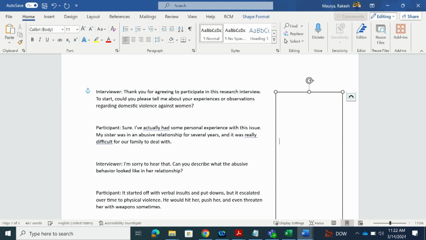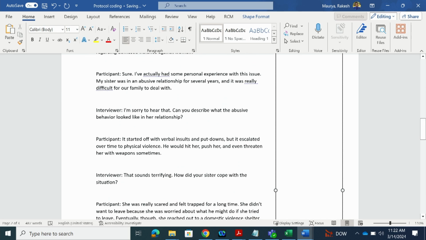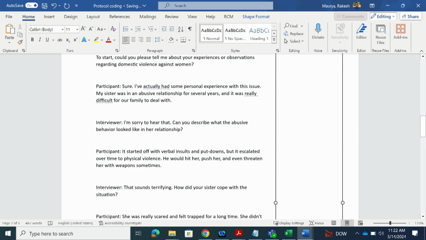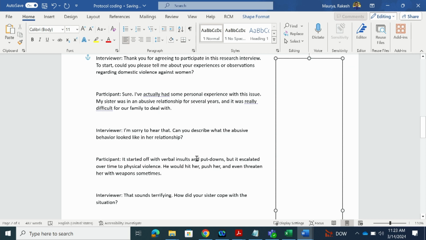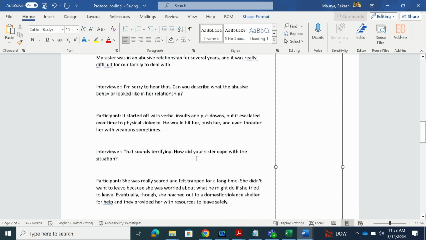So let's keep going. Interviewer: I'm sorry to hear that. Can you describe what the abusive behavior looked like in her relationship? So now we are going deeper into the abuse. The first excerpt is more like identifying where it happened. It happened among relatives, in this case sisters, in an abusive relationship.